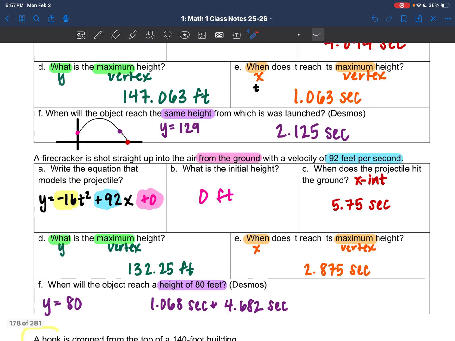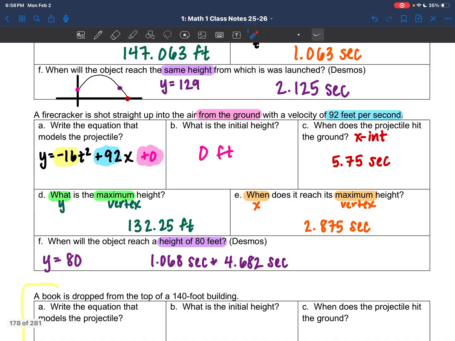All right, and then from here, if a firecracker is shot straight up from the ground, that's going to give you an initial height of 0 with the velocity of 92. That's going to be your B value. And then again, enter this equation into Desmos, and you'll see the x-intercept is when it hits the ground. You'll see your maximum. What is the maximum? So the maximum height would be 132.25. The maximum would be at 2.875 seconds.